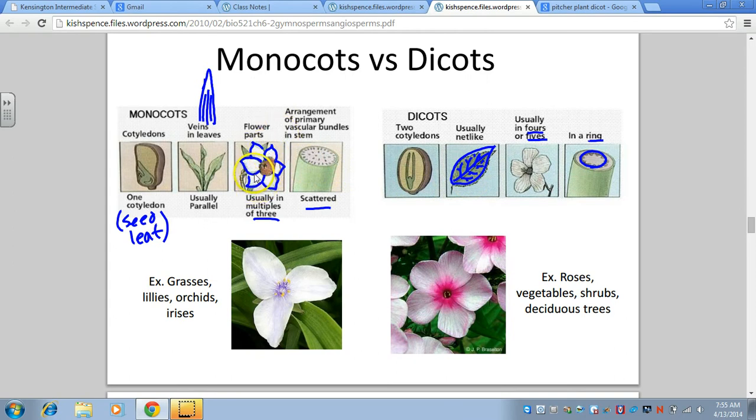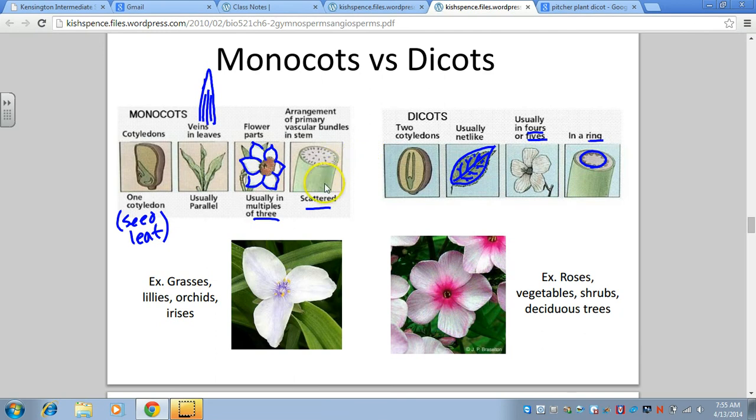You can also count their flower parts. So if it's a monocot, they're usually in multiples of 3. So they'd have 3 petals, and likely 3 sepals, and likely 3 stamens, and so on. So if you count the parts, they'd be multiples of 3. So they'd be like 3 or 6 or 9. Dicots would be multiples of 4 or 5. So this one has 1, 2, 3, 4, 5 petals. It would likely have 5 sepals, and 5 stamens, and so on.